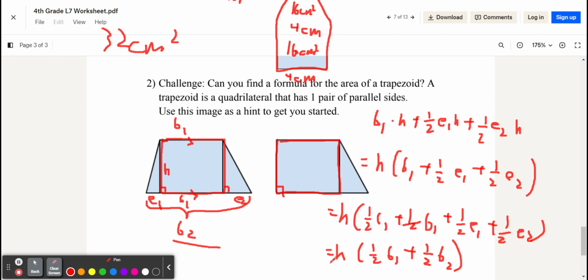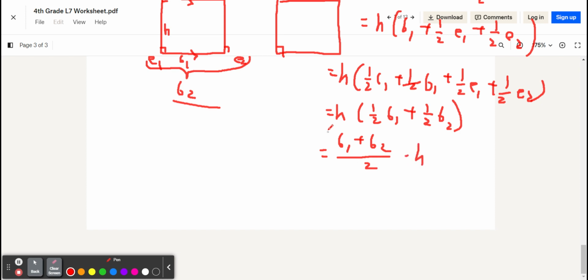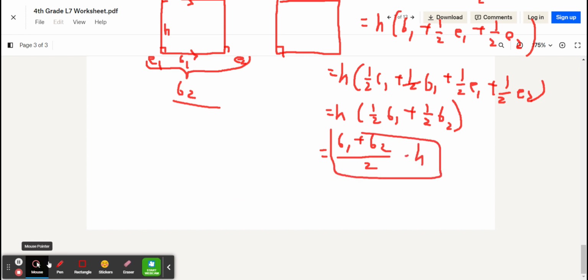And then so our formula is H times 1/2 B1 plus 1/2 B2. We can factor out the 1/2 to get our final formula of B1 plus B2 over 2 times H. So that is our formula.